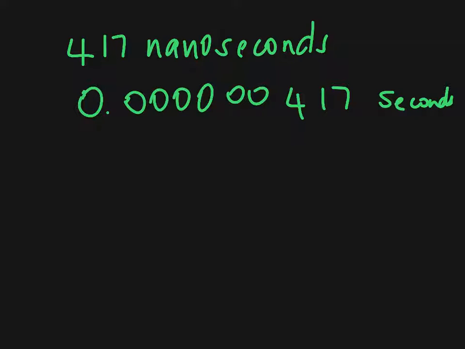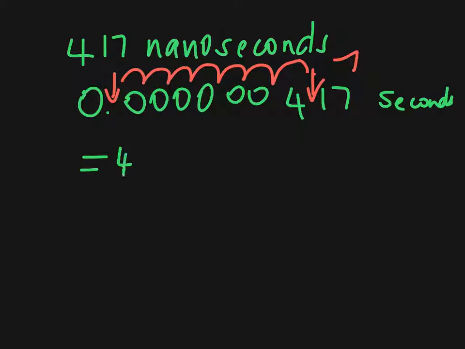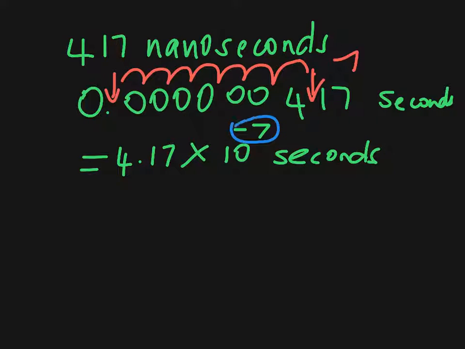So in this case, we want to move this decimal point to here. So we have 1, 2, 3, 4, 5, 6, 7. So we moved it 7 spots. So this would be written as 4.17 multiplied by 10 to the negative 7. Okay, and this is seconds. Now remember, it's negative here because this number here is less than 1.